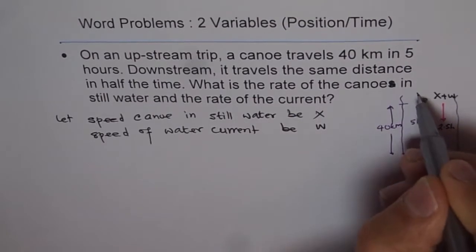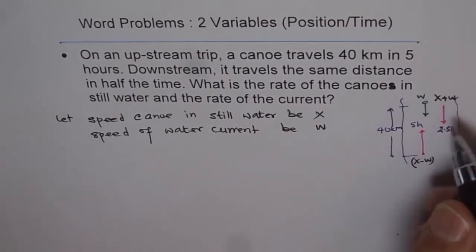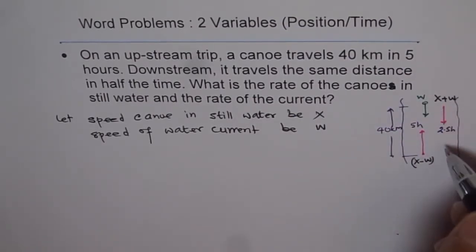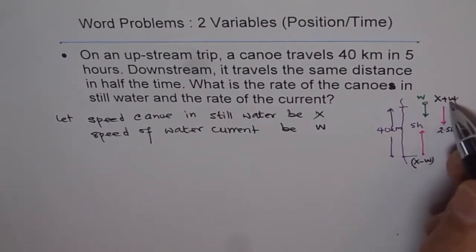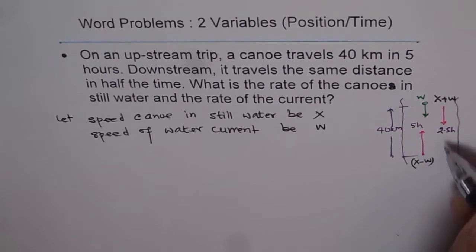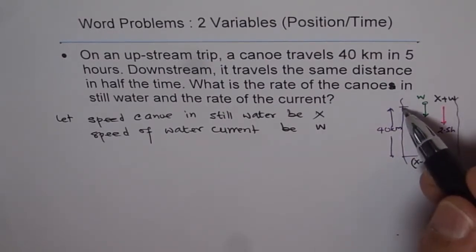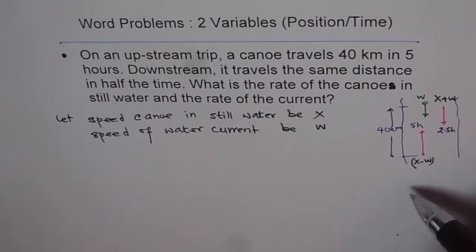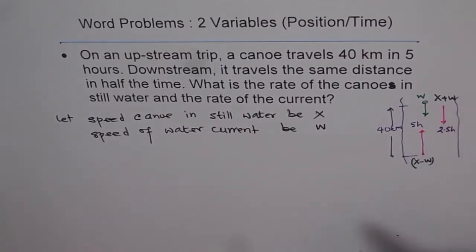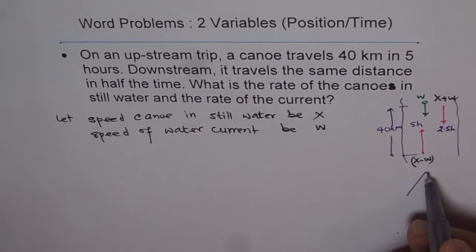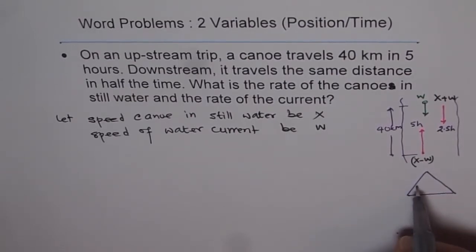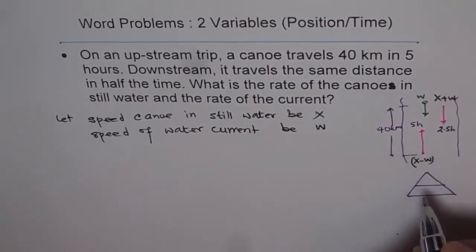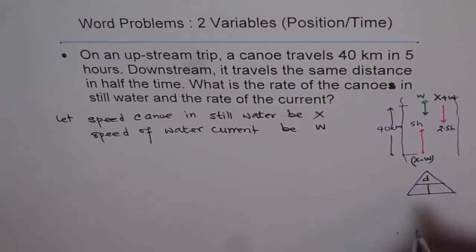So that is our water. So when the canoe is going downstream, the two speeds add up, and therefore it takes shorter time, right? So that is the scenario which we can see, and the distance being traveled is 40 kilometers. Now we know our distance, speed, time triangle, correct? Now it says that distance is speed into time.